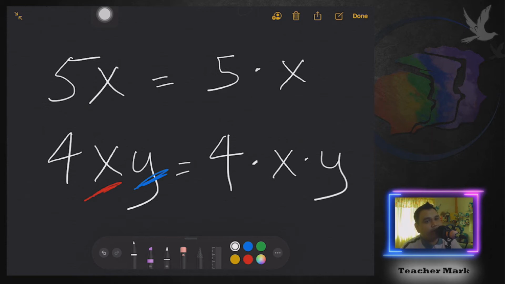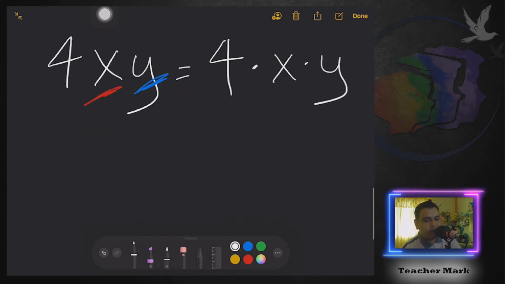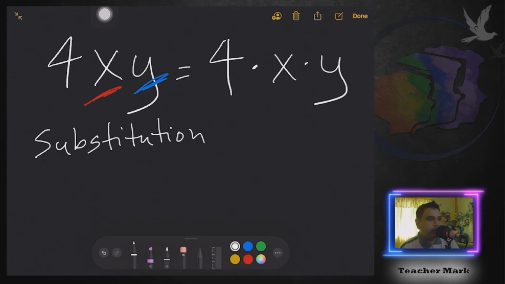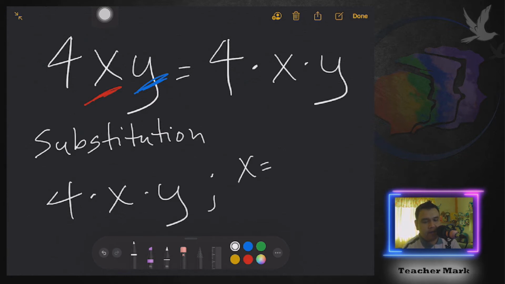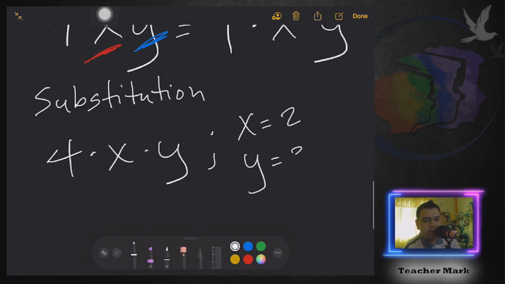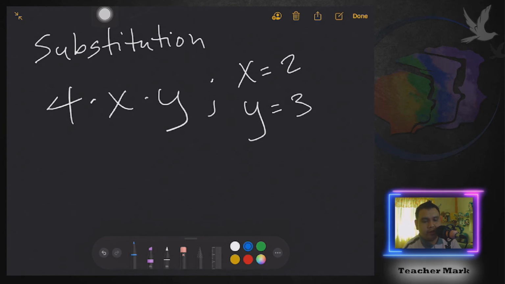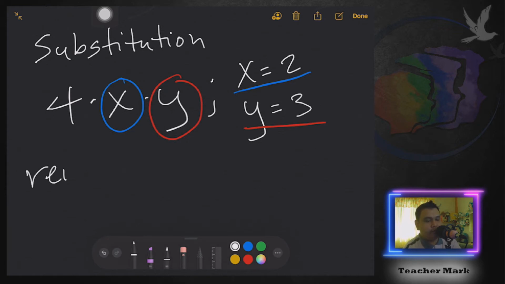Again, just to make things clear, variables can be replaced by any number. And in higher mathematics, we call that substitution. So what do you mean by that? Let's say in this case, let's try to get the term 4 times x times y, in which, let's say, x is equivalent to 2 and y is equivalent to 3. So remember that. Let's change the value of x to 2 and the value of y to 3 by simply rewriting. Again, this is what I usually remind my dear students, to rewrite the equation.